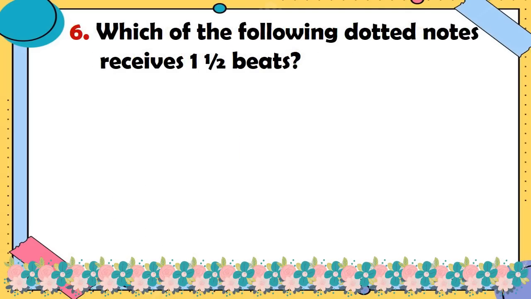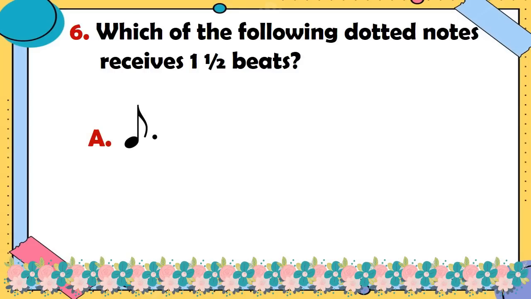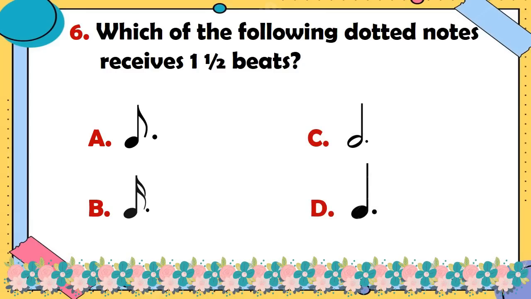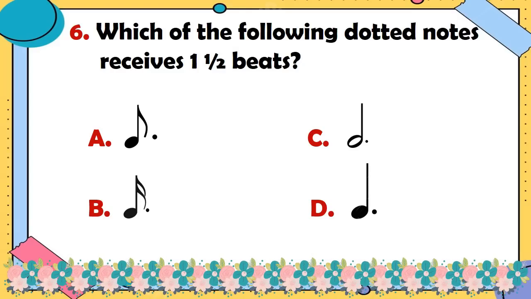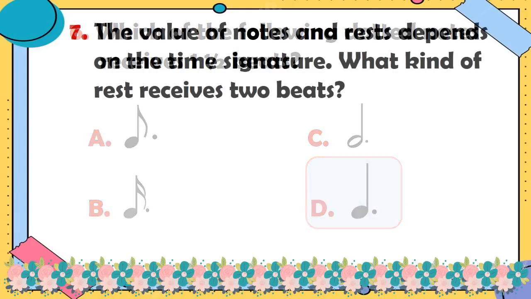Number 6. Which of the following dotted notes receives 1 1/2 beats? A, dotted eighth note. B, dotted 16th note. C, dotted half note. D, dotted quarter note. What is the answer? Very good. The correct answer is letter D, dotted quarter note.